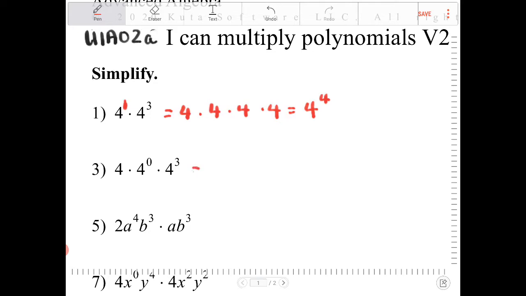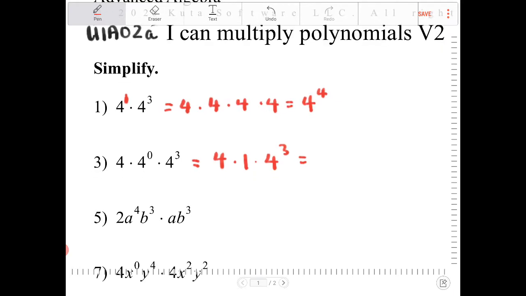Next, I have 4 times 4 to the 0th times 4 to the third. Now, what exactly does this mean? Anything to the 0th power is actually 1. So this is the same thing as 4 times 1 times 4 to the third. And based upon the property that was just demonstrated in question 1, we are going to be adding exponents together. This is going to be 4 to the fourth once again. So actually, an alternative way of thinking about this is the same thing as 4 to the 1 plus 0 plus 3, right? It's all the same. Another way of thinking about it.